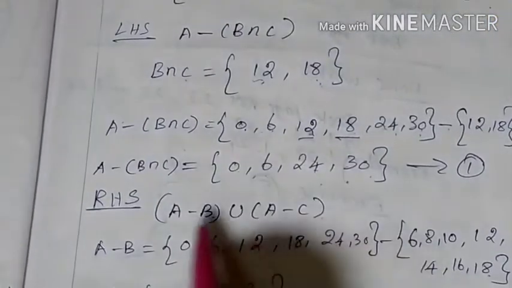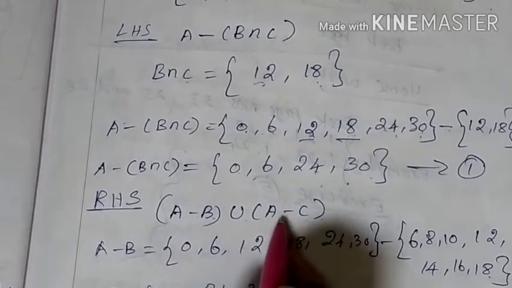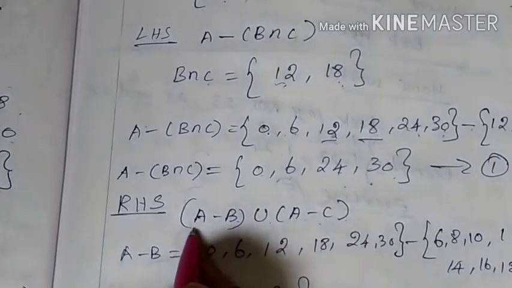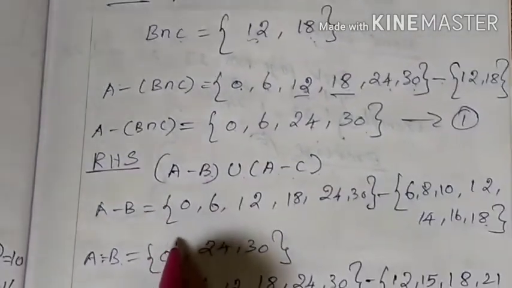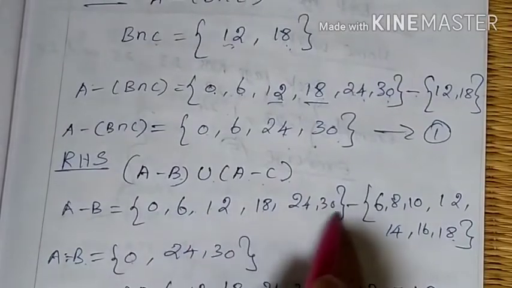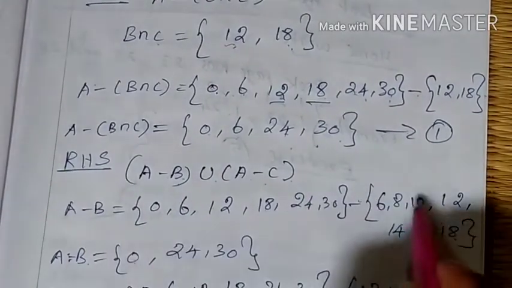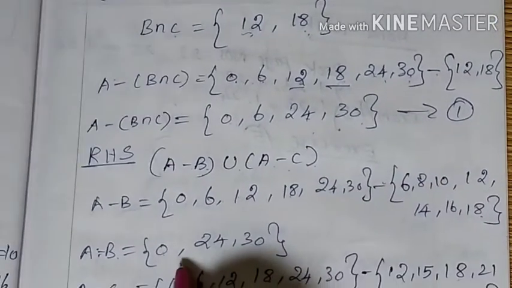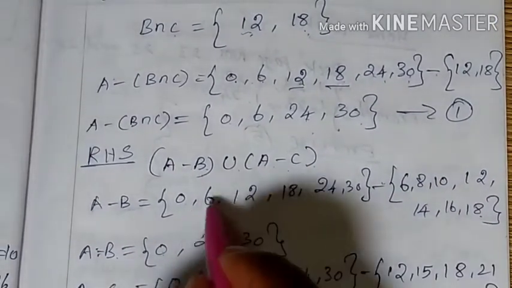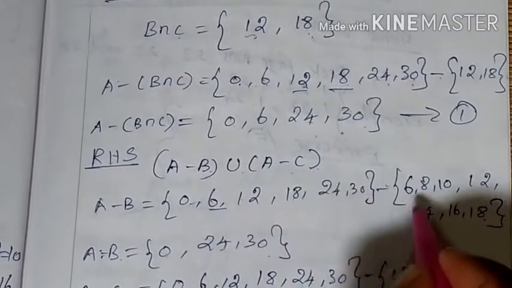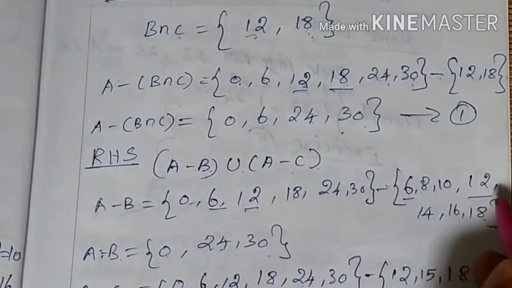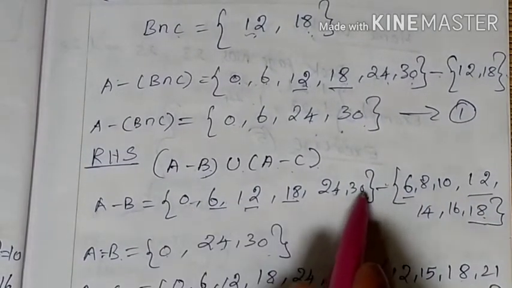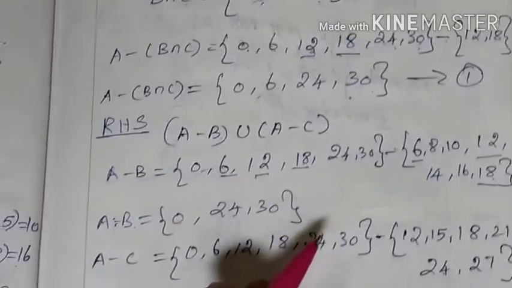Then the RHS is equal to (A difference B) union (A difference C). This is your RHS. So first find A difference B. Okay, A difference B. First write the A values, difference, then the B values fully. Differencing these two sets, we get 0, 24, 30. Thus 0, here 6 is omitted, then 12 is also omitted, then 18. The remaining numbers are 0, 24, 30. Okay, so that's all for A difference B.